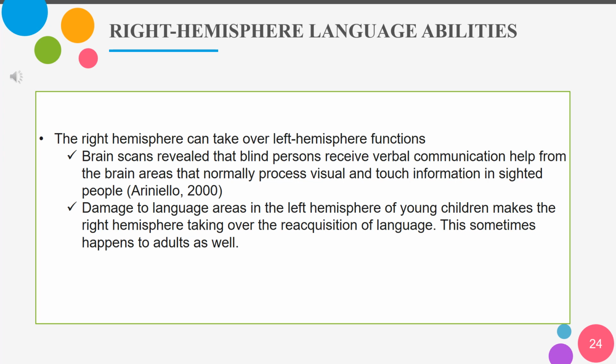Moving to the next subtopic: the right hemisphere can take over left hemisphere functions. The brain is able to readjust its circuits to process language in case normal processing cannot occur. For example, brain scans reveal that blind persons receive verbal communication help from the brain areas that normally process visual and touch information in sighted people. And damage to language areas in the left hemisphere of young children makes the right hemisphere take over the reacquisition of language, and this sometimes happens to adults as well.